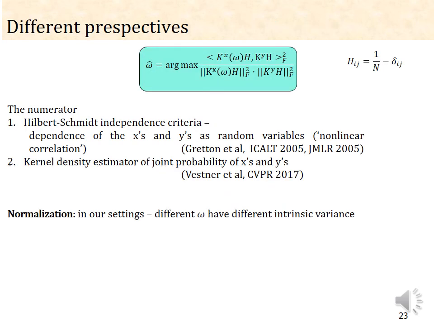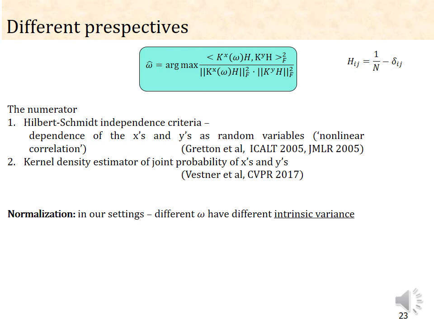I want to give you two different perspectives about it, because this expression doesn't come from thin air. So if you look only at the numerator, and I can't stress it enough, only on the numerator, then you see that the numerator is the Hilbert-Schmidt independence criterion. It's from the works of Gretton and Tal. It's a way to express the dependence of x and y as random variables. So you can think about it as nonlinear correlations, correlations under a vast family of nonlinear functions.